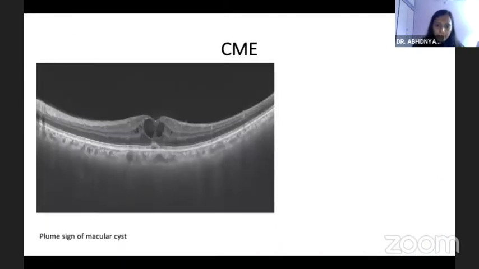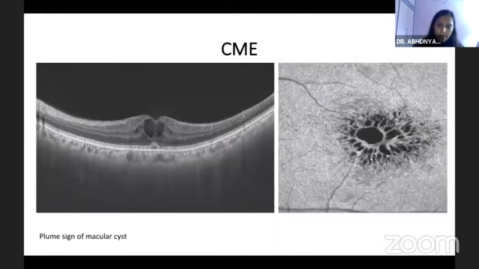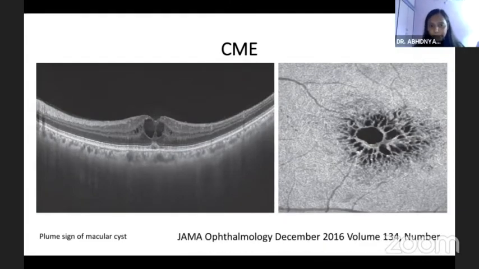A simple CME has been described, showing inner retinal changes to outer retinal changes to changes in the photoreceptor layer, the stages, and here we see a simple CME on the en face pattern.